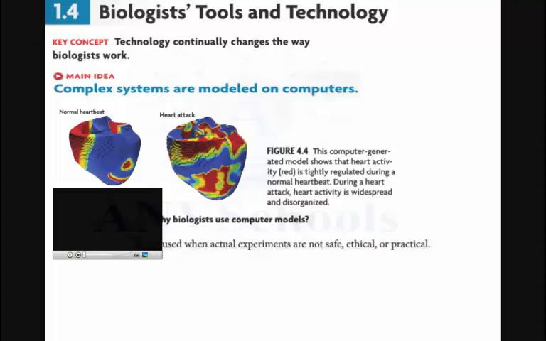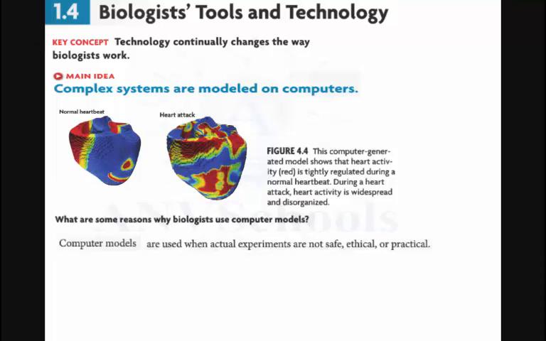So we will have here a sample. Here we are having just a sample of how computer models can be used. Look, for example, here we are having a normal heartbeat, and here we have a heart attack. You can see how these portions of red are widely spread within this heart attack. So this tells you, from this model, we are able to know that someone is really suffering.